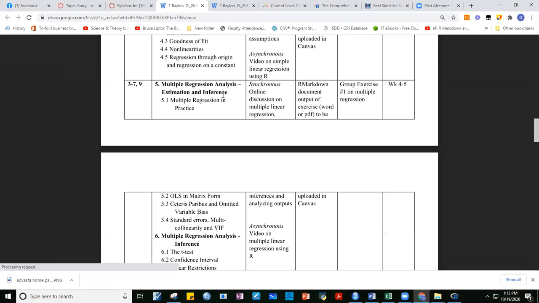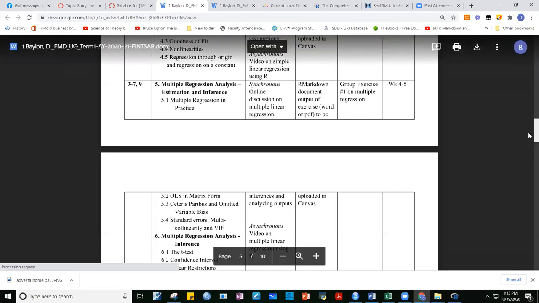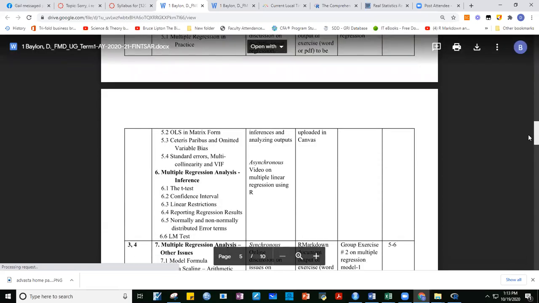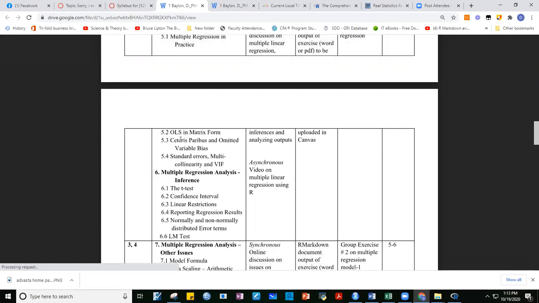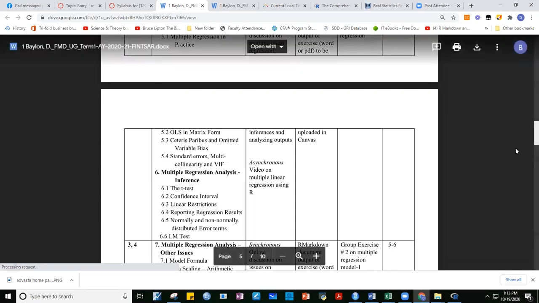Okay, so we're going to learn how to do that, how to generate multiple regression output, both using Excel, using R, and also matrix form. And then we're going to do diagnostics. We're going to look at evaluating our model, whether it's acceptable or not, making use of several diagnostic tests.